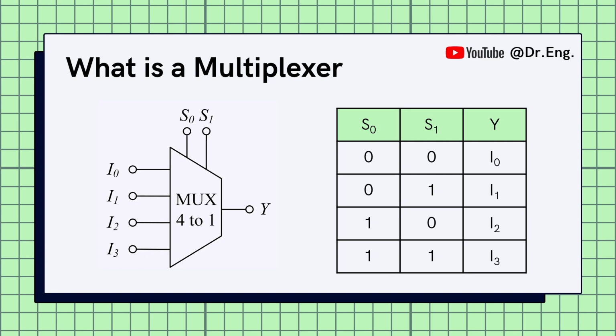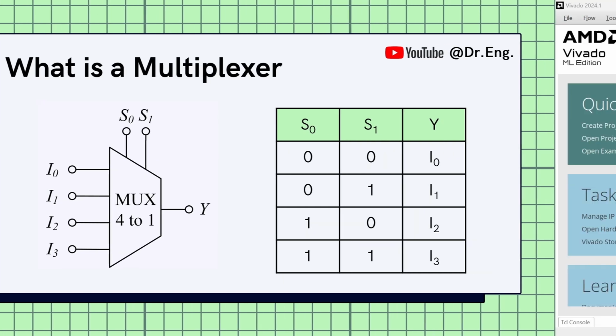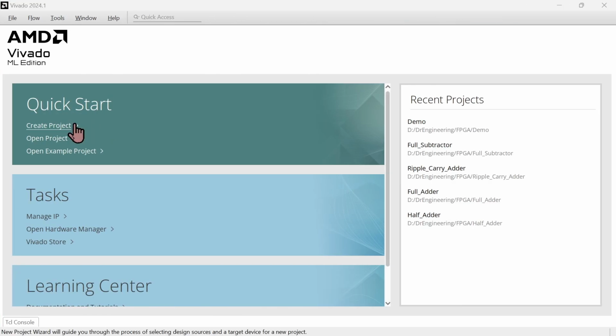As you can see, depending on the combination of select lines S1 and S0, one of the inputs, I0 to I3, will be sent to the output Y. This truth table helps us understand the behavior of the MUX and how the select lines control which input is chosen. Next, let's go to Vivado and translate this logic into VHDL code.